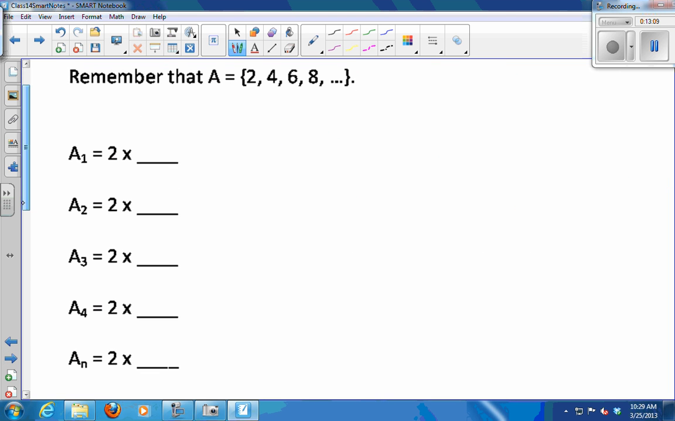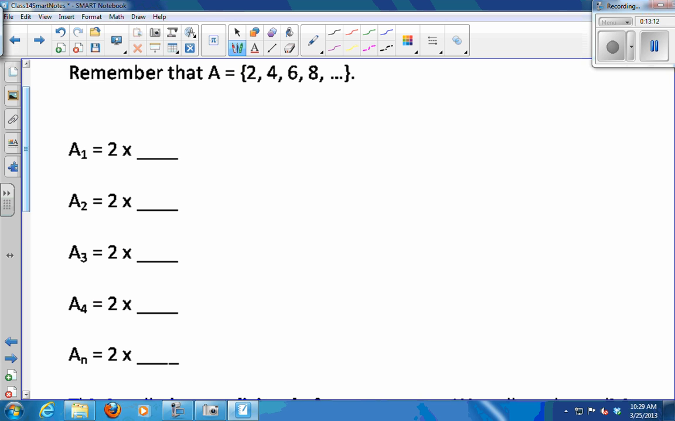So now I'm going to develop this list in a different way, because like you said, we can often see patterns in more than one way. Okay, so A1, what is A1? 2. Okay, so how do I write 2 as 2 times something? And A2, what is A2? 4. How do I write 4 as 2 times something? And A3, that's 6. How do I write 6 as 2 times something? 2 times 3. And A4, that's 8, which would be 2 times 4.